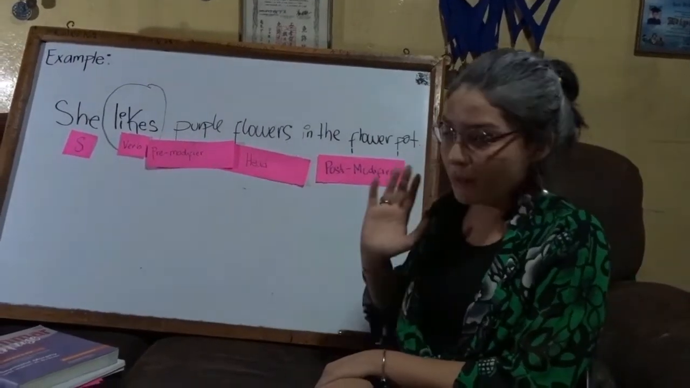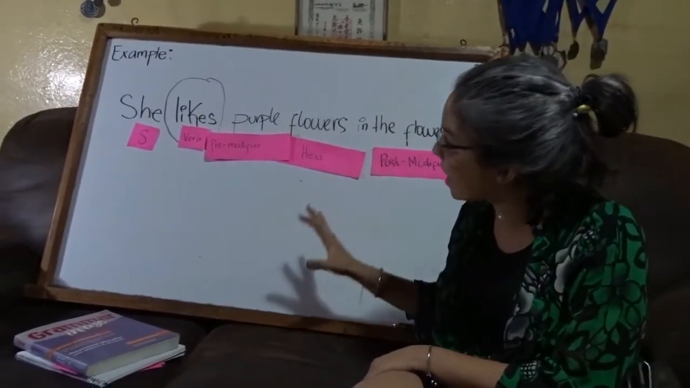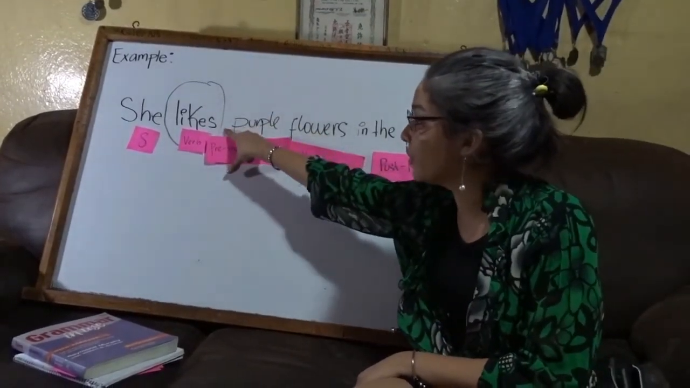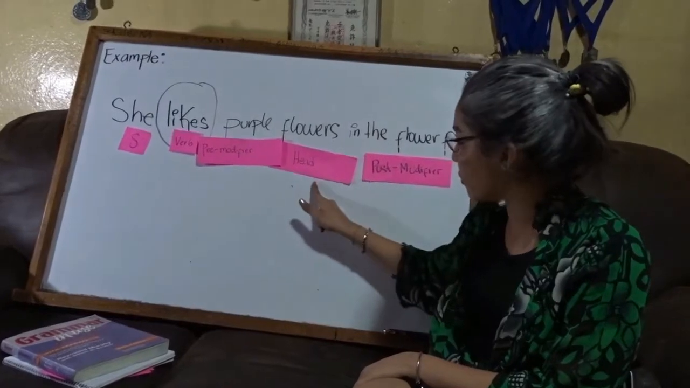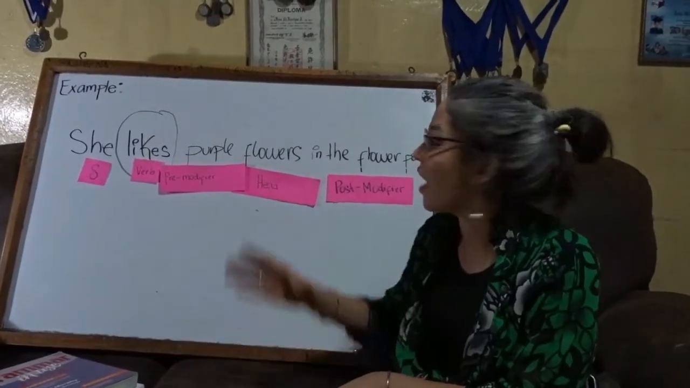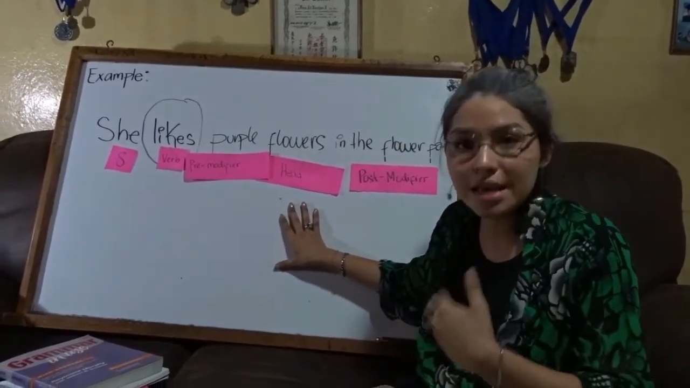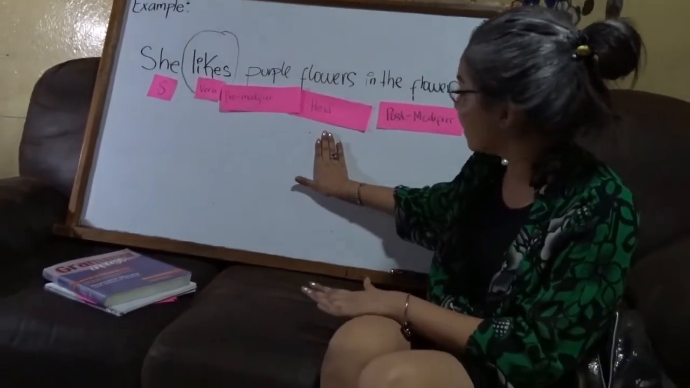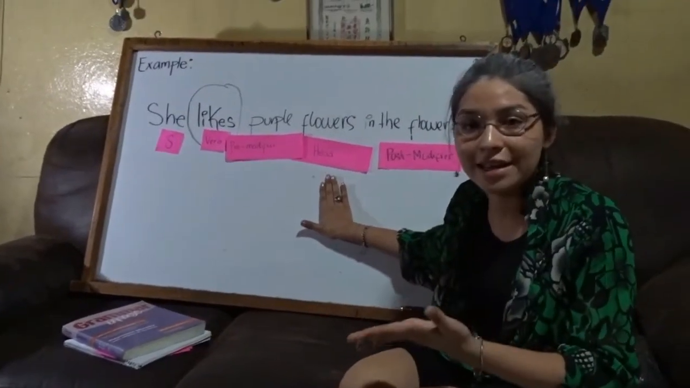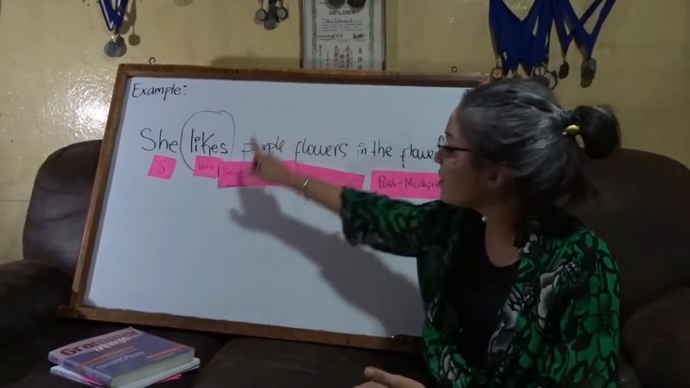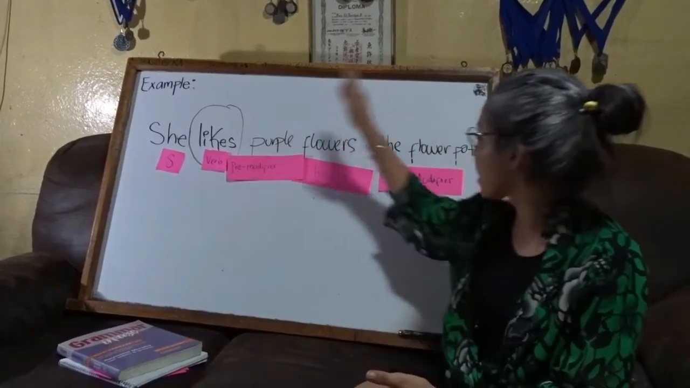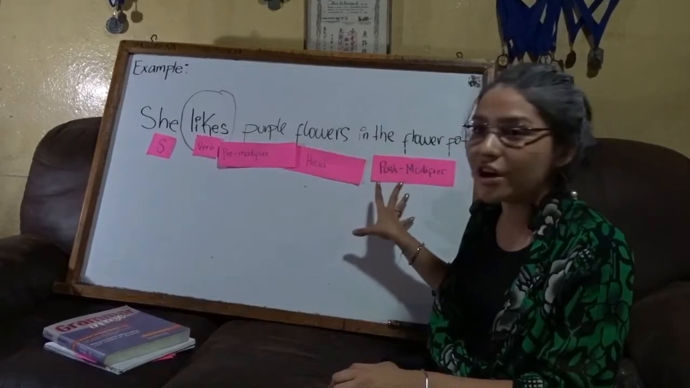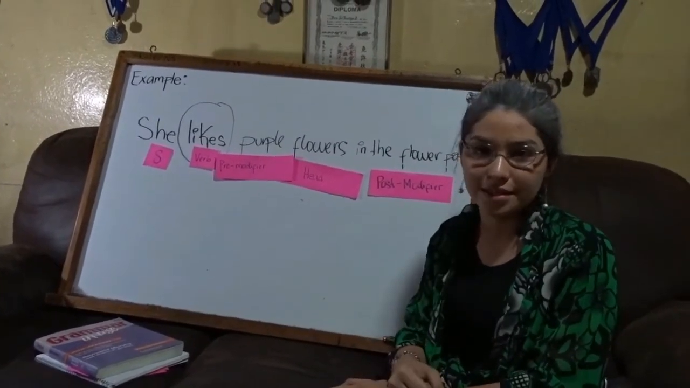So remember, the structure of this example is we have the subject, we have the main verb, we have the head. So if we identify the head, it's going to be easy for us because I have the head right here. And then I'm going to identify the premodifier and then the postmodifier. So those ones are the elements of a noun phrase.